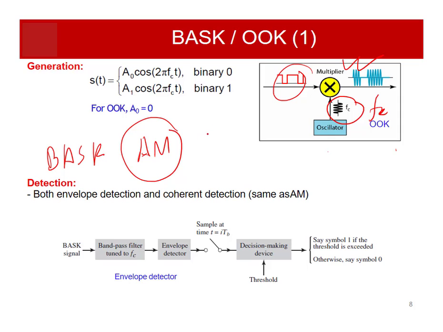Let's say, if you can remember, we had a message signal like this for AM discussion. We amplitude modulated that, and we know how to demodulate a signal very well. There are various methods like envelope detection and coherent demodulation. The interesting thing is BASK is nothing different. BASK is basically amplitude modulation.